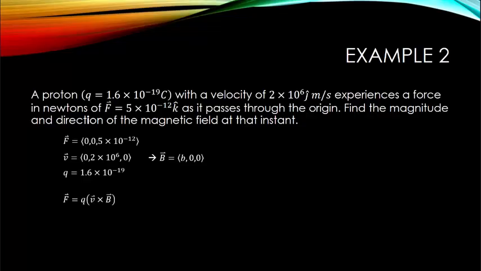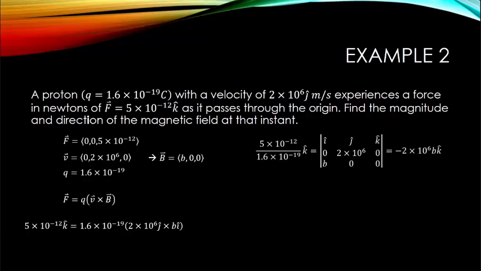The force is Q times the cross product of V and B. This means that 5 times 10 to the negative 12th in the k-hat direction is equal to 1.6 times 10 to the negative 19th times 2 times 10 to the 6th in the j-hat direction crossed with B in the i-hat direction. I'll divide through by the charge, and I get 5 times 10 to the negative 12th over 1.6 times 10 to the minus 19th in the k-hat direction is equal to the determinant of a 3 by 3 matrix populated with i-hat, j-hat, k-hat, 0, 2 times 10 to the 6th, 0, B, 0, 0.